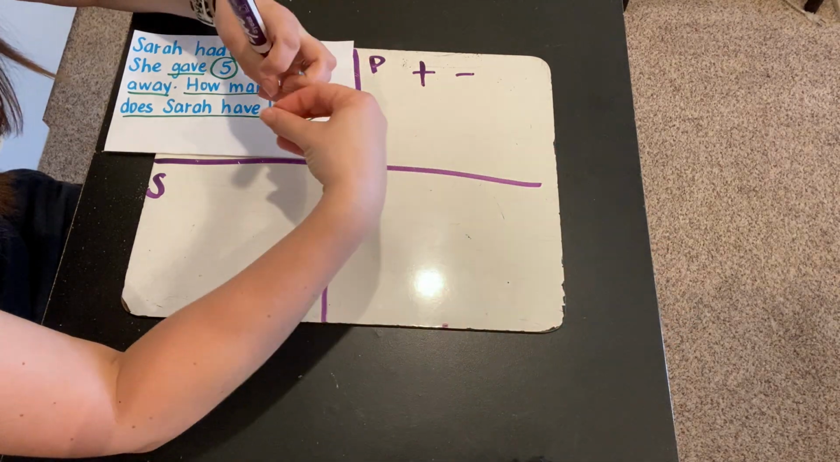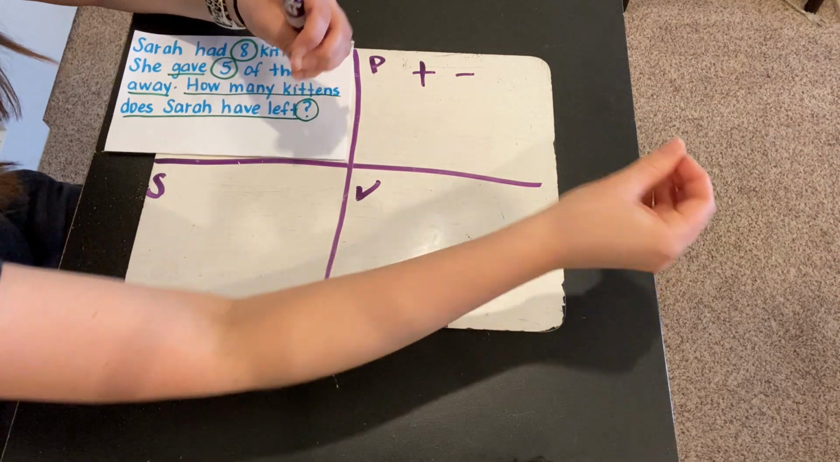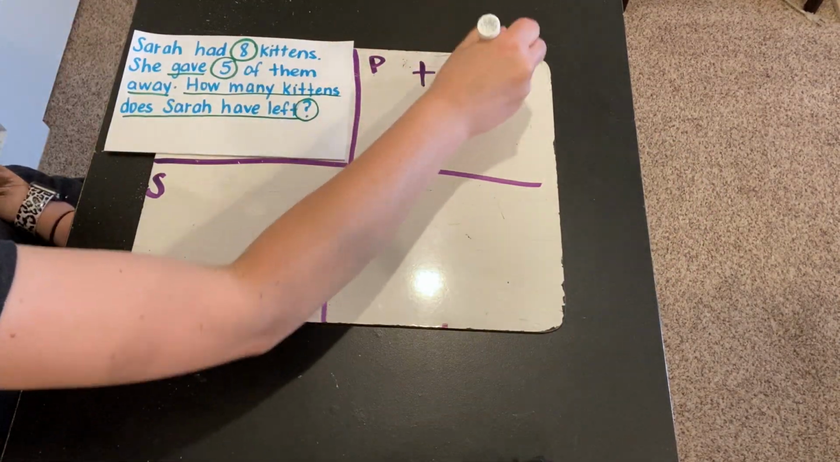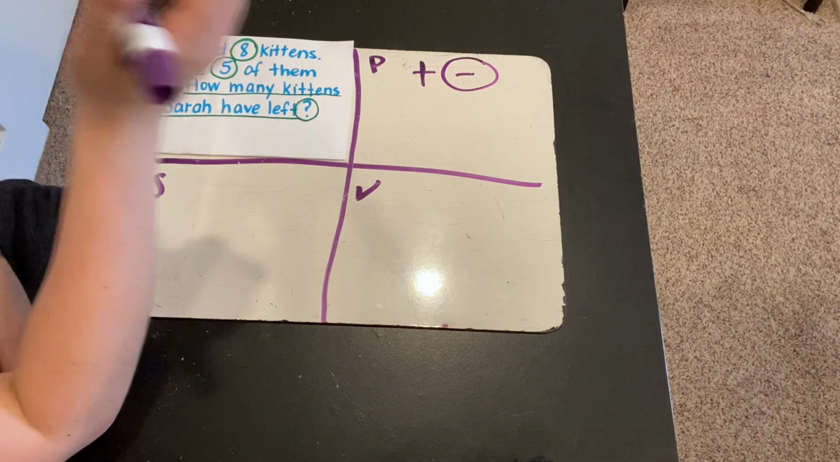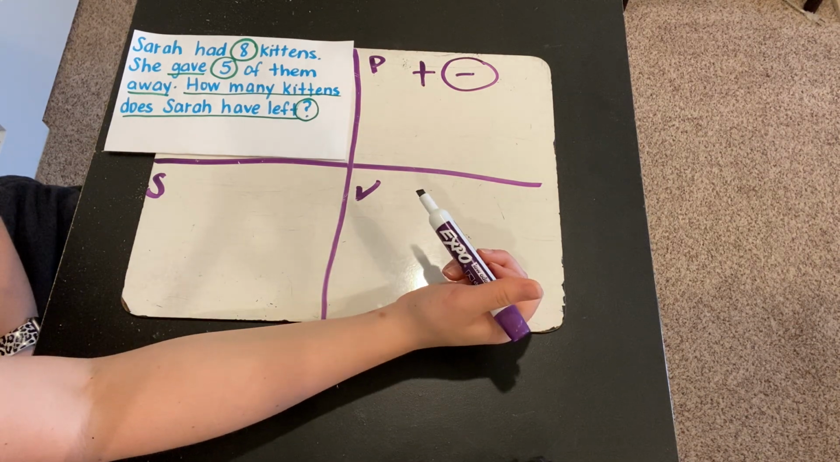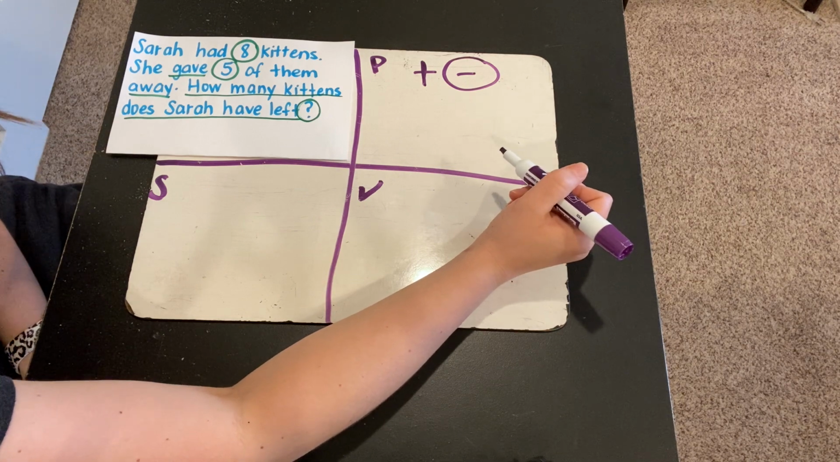Remember, when we add, we join together. When we subtract, we separate. So Sarah is subtracting when she gives away kittens. When you give away, those words are usually key words to help you know that you're going to subtract. So, how many kittens did Sarah start with?